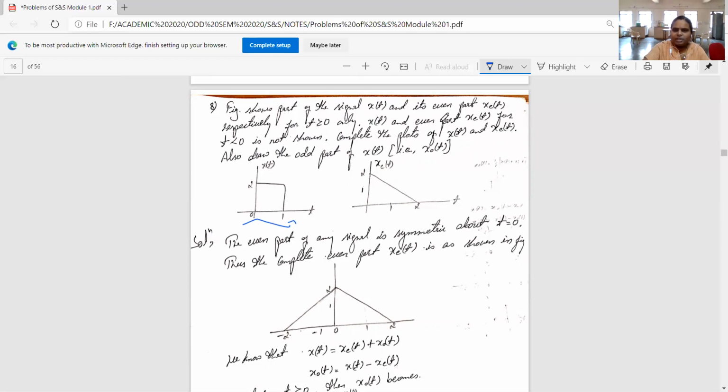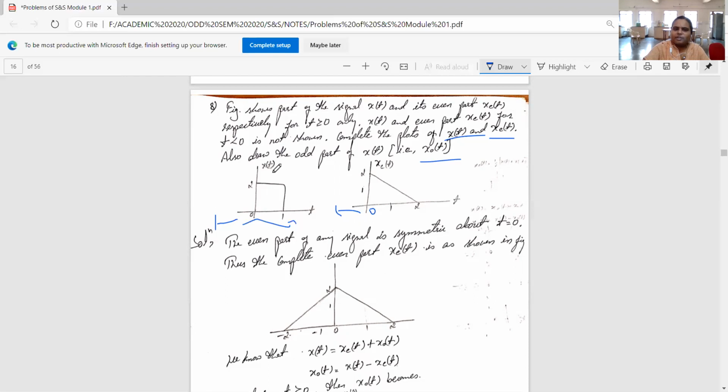X of t and even part x e of t for t less than 0 is not shown. For t less than 0, it is not shown for us, right? Complete the parts of x of t. We have to complete the structure of our x of t and x e of t. For x e of t also we have to find the complete structure, and also draw the odd part of x of t, that is x odd of t.